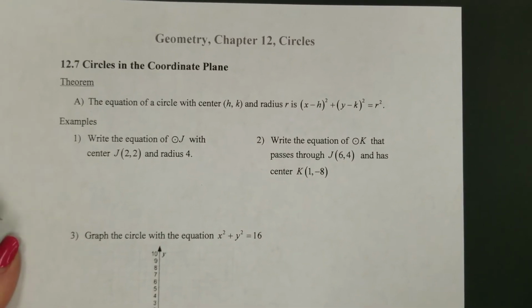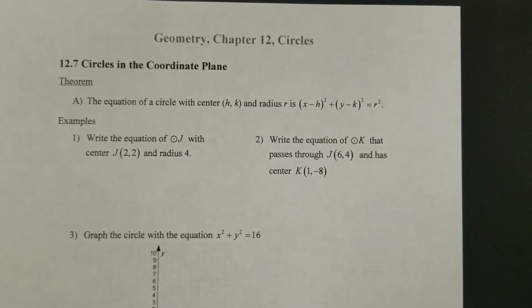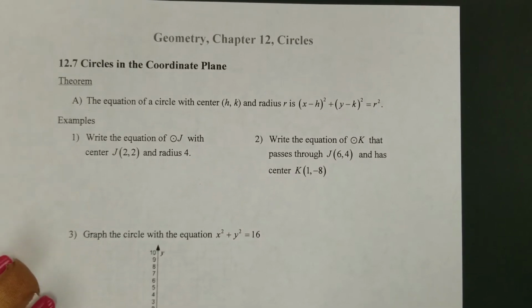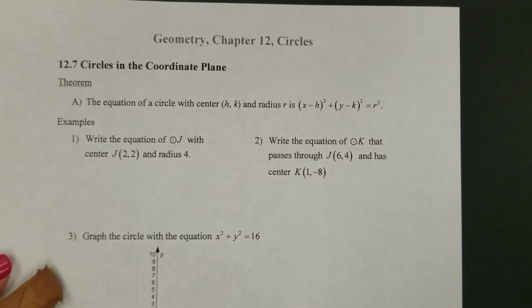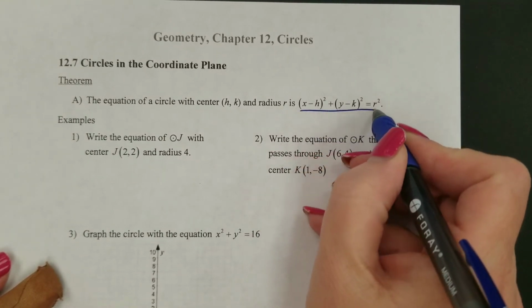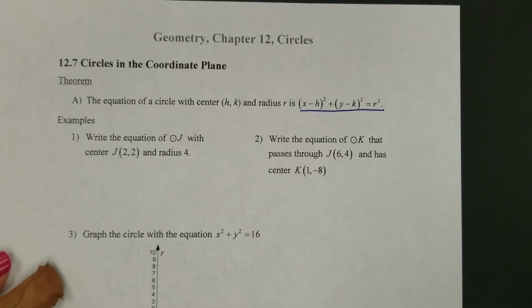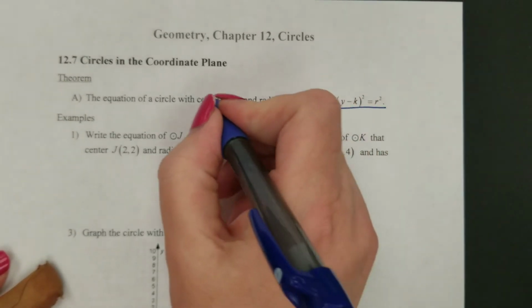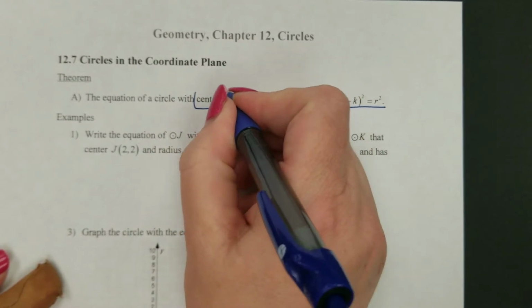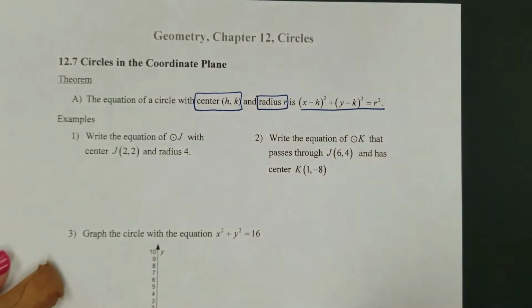Hi class. We're going to finish this unit by looking at circles within the coordinate plane. So we have an equation for circles when we want to draw them, and it's going to be (x minus h) squared plus (y minus k) squared equals r squared, where the center is (h, k) and the radius is r.